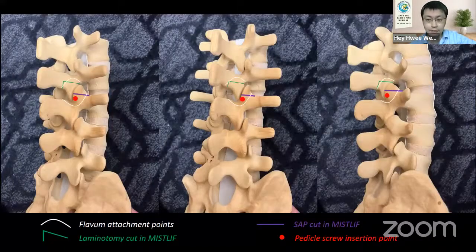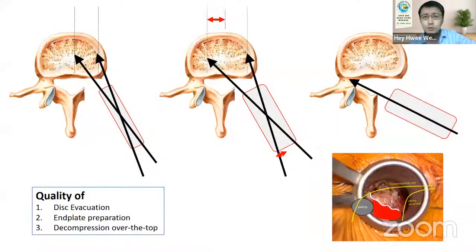Do bear in mind that the flavum attachment is beyond the facet joint, a lot into the lamina, a lot into the lamina below. So decompression has to entail removing those flavum, if let's say those are the areas of compression. If you do over-the-top decompression, remember to re-tilt the tube so that you can aim for the contralateral side. This is a simple procedure, just like how you would do a pure decompression surgery, where you do over-the-top decompression looking through below the lamina of the opposite side.